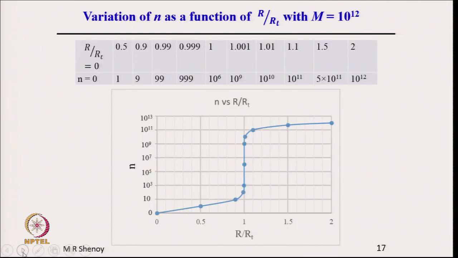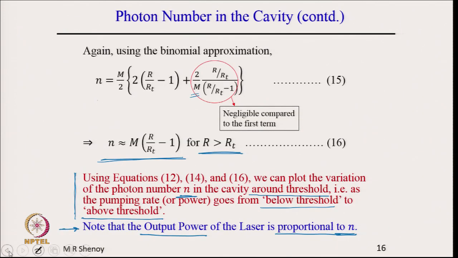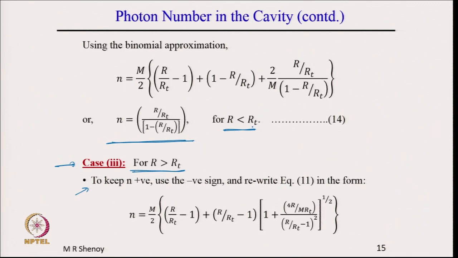All right, here we are. So, finally, variation of n as a function of r by r t, where we have assumed m is equal to 10 power 12. A different laser may have m equal to 10 power 14 or 10 power 10, but m is a large number. Now, what is shown here is r by r t values 0.5, 0.99 like this, and the corresponding n values here. So, at r by r t equal to 0.5, please see the expression 14.